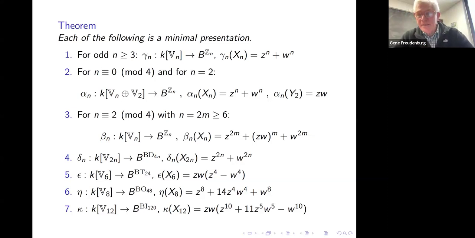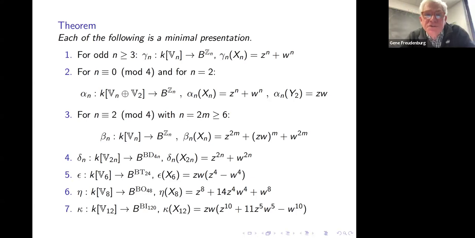For the even n, they split into two types, n congruent to 0 mod 4 or n equals 2. Then I need a reducible SL2 module, V_n plus V_2. And again, if the x's are variables for V_n, and the y's are variables for V_2, then x_n goes to z^n + w^n, but then y_2, the top variable on that side, goes to the product zw. And that's a minimal presentation.